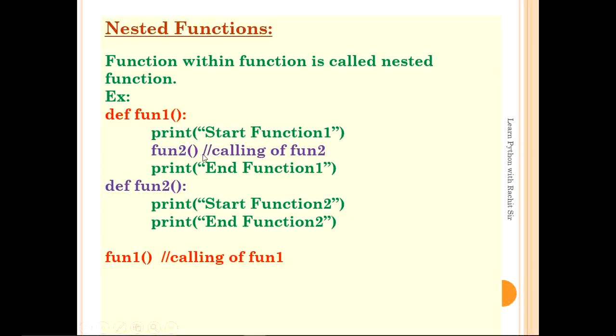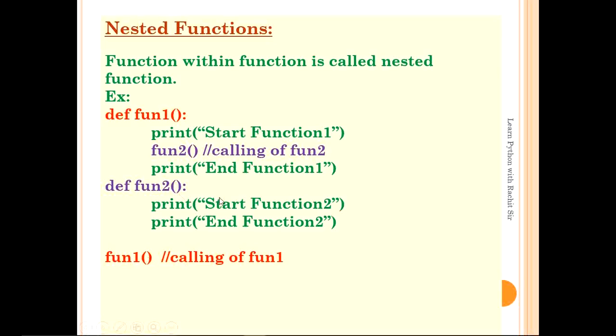Now this line is completed. Then after completing this line, the next statement is this. So it will execute this line. Here it will print end function 1. Now the definition of fun1 is completed. So the cursor will come from where this function is called. So from here now the cursor will come here.